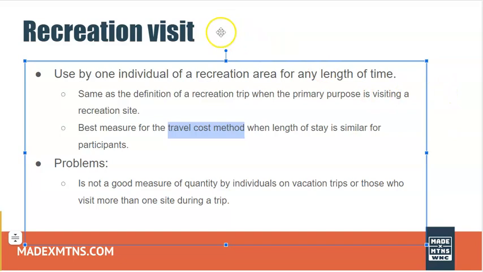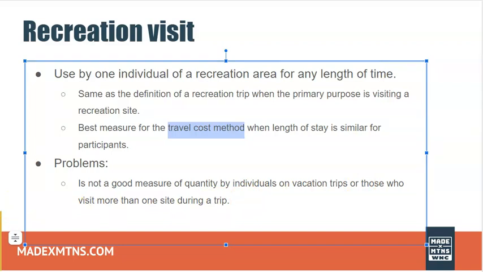The problem with the recreation visit as the definition is that it's not a good measure of quantity by individuals on vacation trips. So if you take one trip that lasts 7 days and 6 nights, that one visit might understate the number of recreation days you engage in. It's also a problem for people who visit more than one site during a trip.